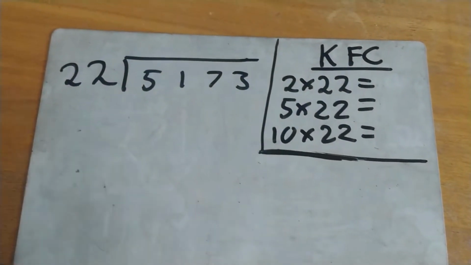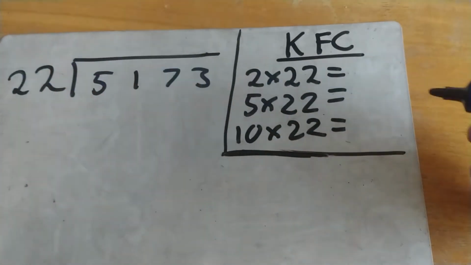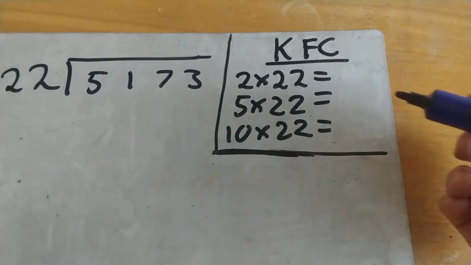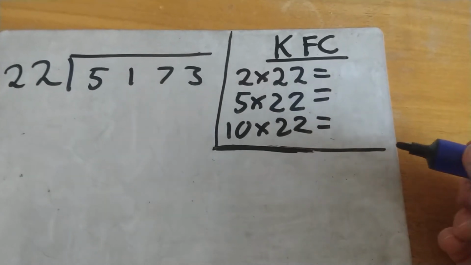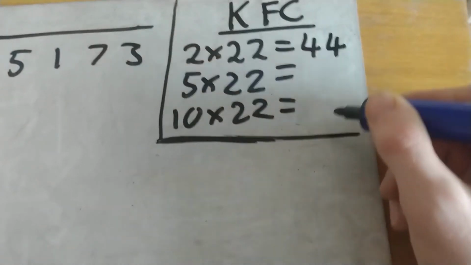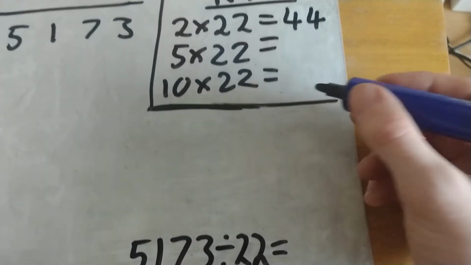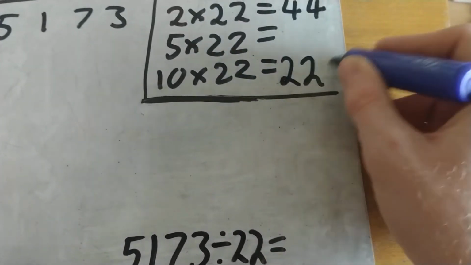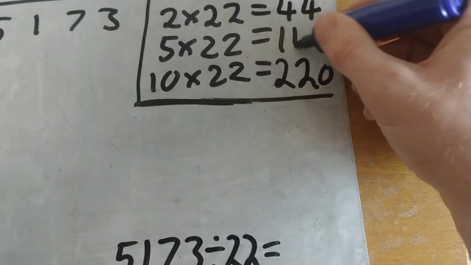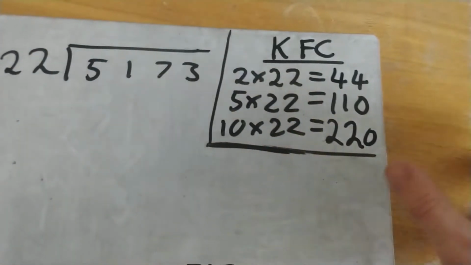Okay, now before we do any of our long division methods, we always start off with our KFC, which is our key fact chart. So I'm going to quickly work out my 2, 5 and 10 times 22. So 2 times 22 is 44. Then I like to do my 10 times first because it's the same as adding a 0 on if we're using our dirty math. So 220, and then I can halve it to work out 5 times 22, which is 110. So that KFC chart will just make it a bit quicker when we get to answering our questions.